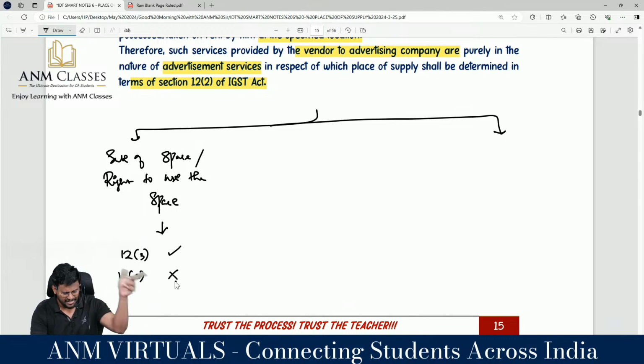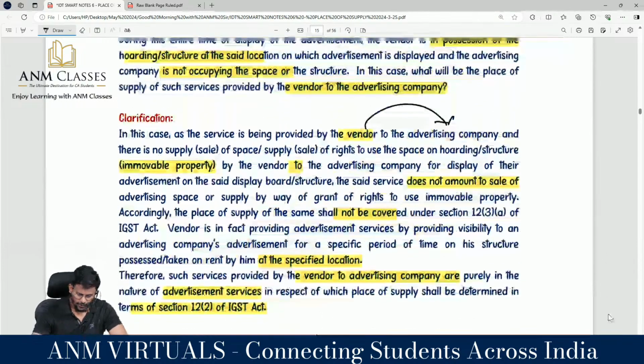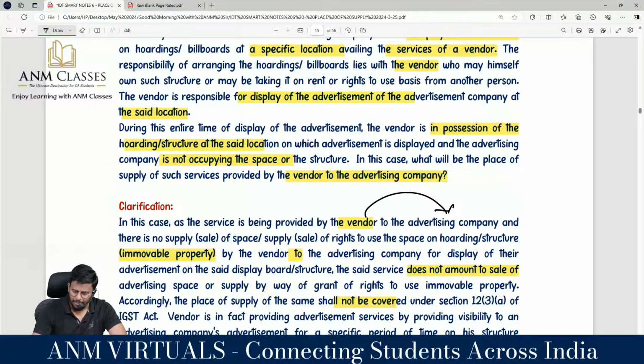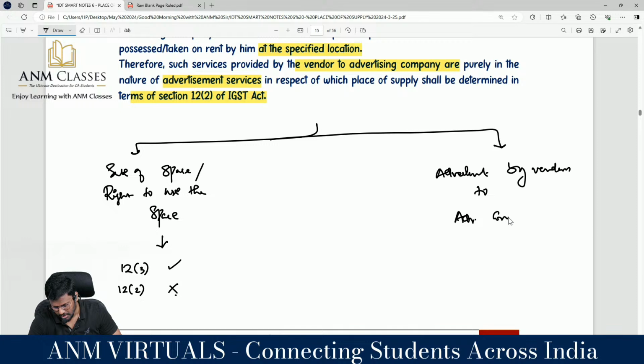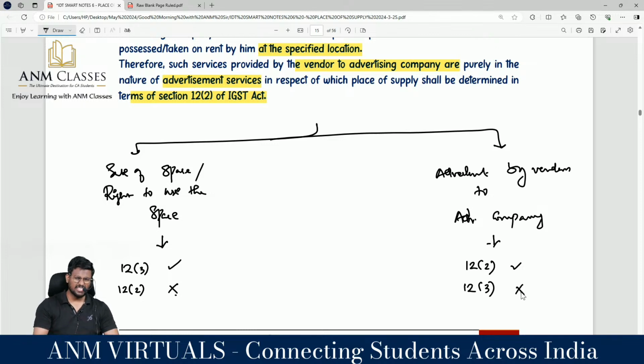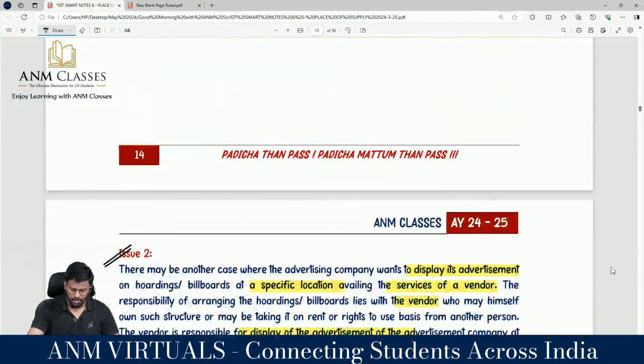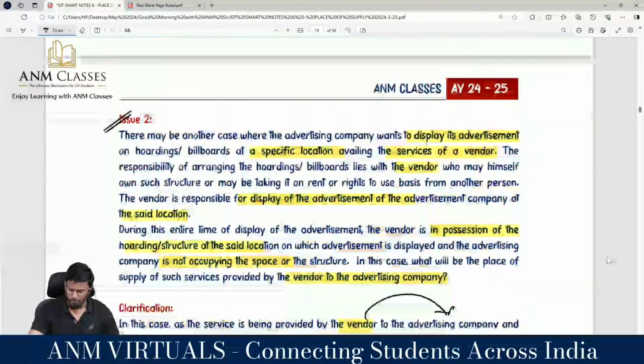Pakka? Yes, sir. Whereas the second one is, what is the issue? Advertisement by the vendor to any company, the advertising company. Then 12(2) will be applicable because that is purely an advertisement service, and 12(3) will not be applicable. So these are the latest amendments which have been added in 12(3). Sir, from this they may frame the question. So with this 12(3) comes to an end.